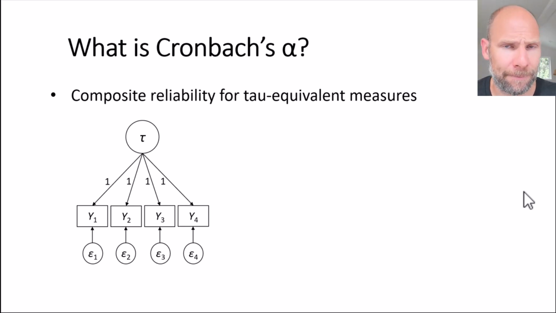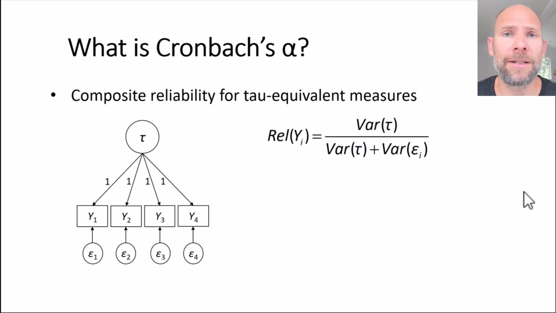So what does that mean? So first of all, what does reliability mean? Reliability is defined as the true score variance component, variance tau, divided by the sum of true score variance plus error variance for a given test i. So for example, yi here could be replaced by y1, so the first test, and then epsilon 1 would be replacing epsilon i in this formula, and so we could then calculate the reliability of y1.